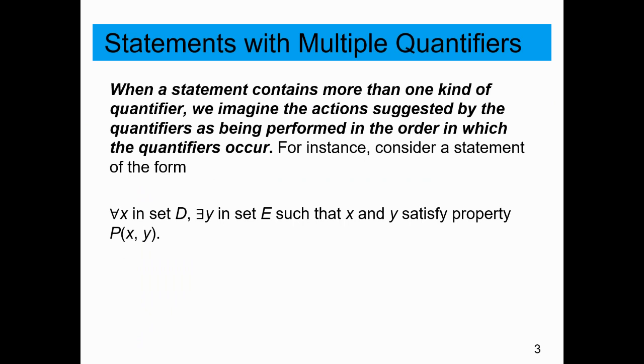So, when we find more than one quantifier in a statement, we imagine the actions suggested by the quantifiers as being performed in the order in which the quantifiers occur. So, for example, let's say we have this statement, and you'll notice we have a universal quantifier and we also have an existential quantifier. It says for every x in set D, there exists a y in set E such that x and y satisfy the property P of x comma y.